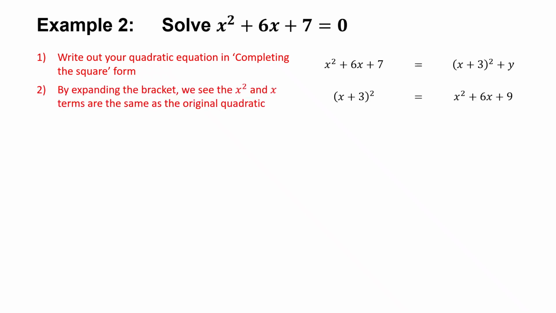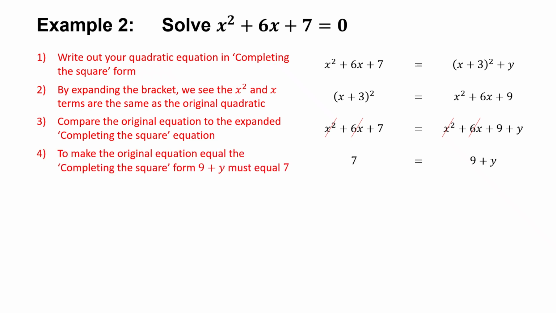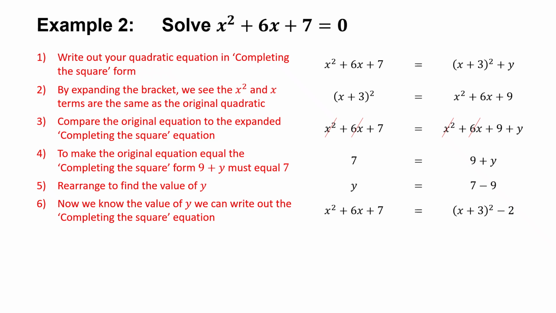If we expand this bracket, this gives us x squared plus 6x plus 9. And so we have the original quadratic is equal to this expanded bracket, x squared plus 6x plus 9, plus this y term on the end. The first two terms on both sides cancel out, so the x squared term and the x term both cancel out. And we're left with 7 is equal to 9 plus y. We rearrange this, and we get that y is equal to 7 minus 9, which is minus 2. And so we can say our original quadratic is equal to x plus 3 squared minus 2.